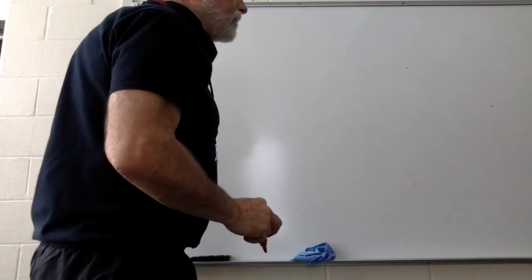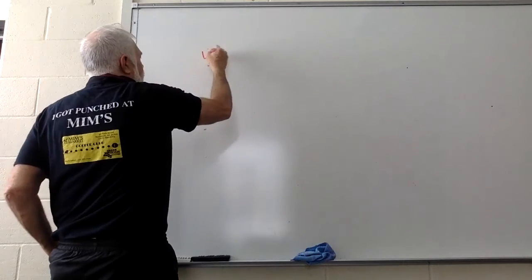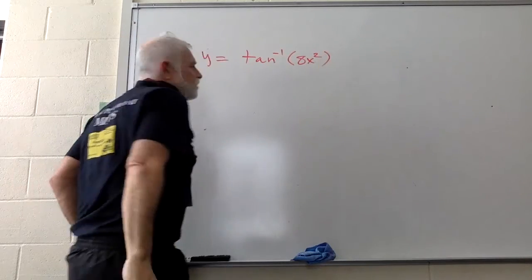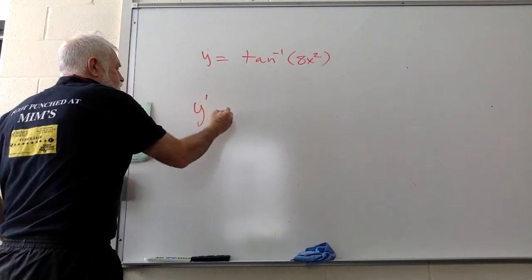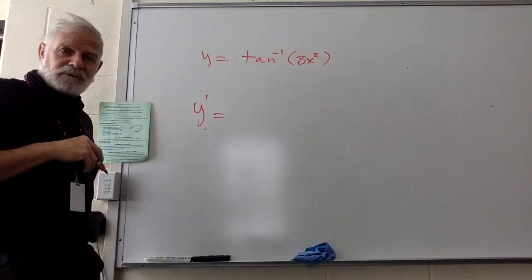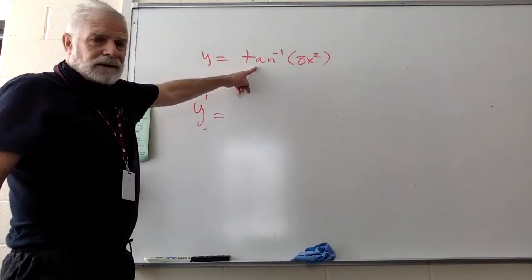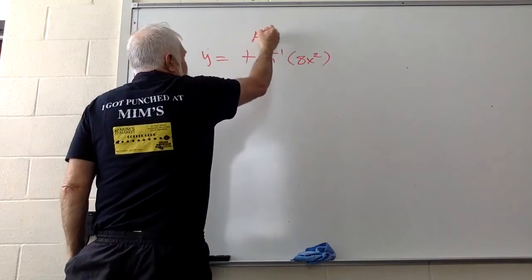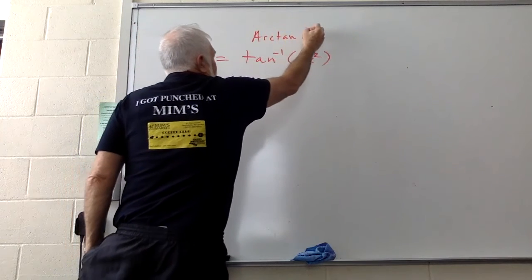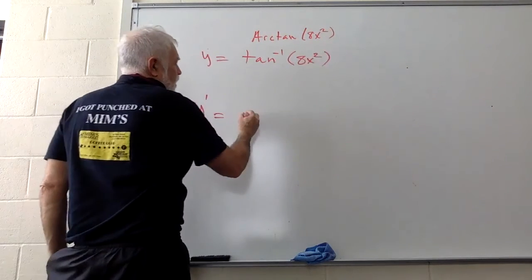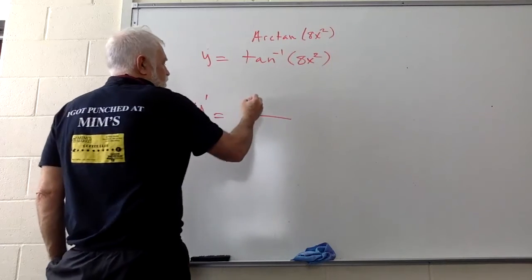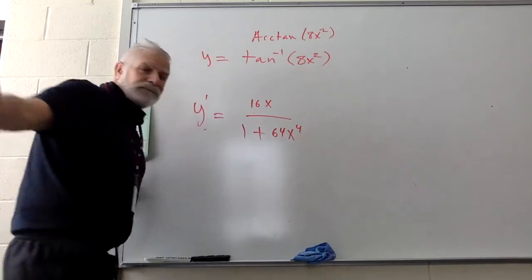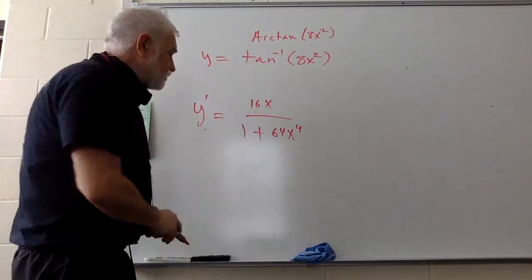All right, 2 more problems. So with that in mind, y equals tan inverse of 8x squared. Would you please find y prime? Okay, pause the video, go after it. I'm hoping you recognize that tan inverse is the same thing as saying arctan. So it's the same thing as saying find the derivative of the arctan of 8x squared. All right, so we take the derivative of the argument, which is 16x, over 1 plus, we square it, 64x to the 4th. Done. Next problem.